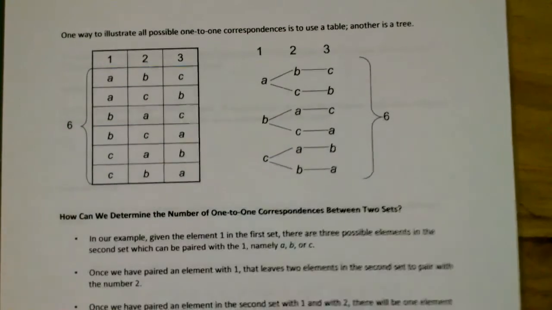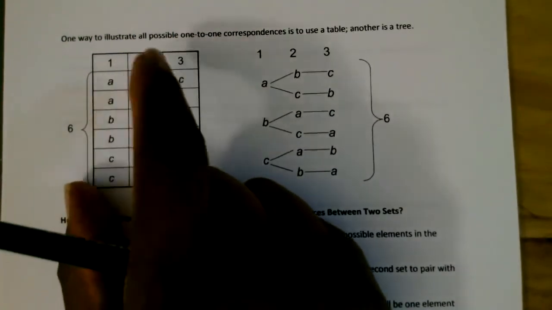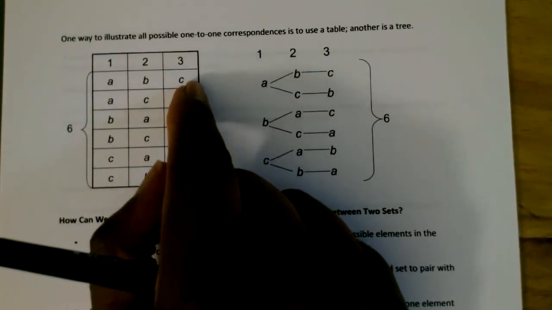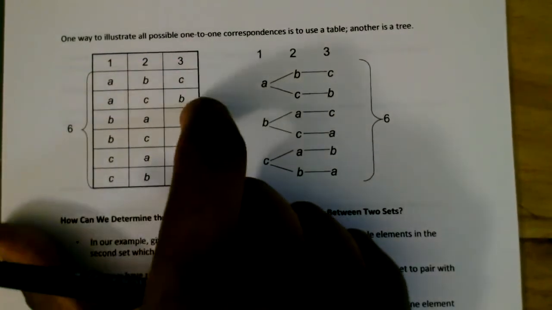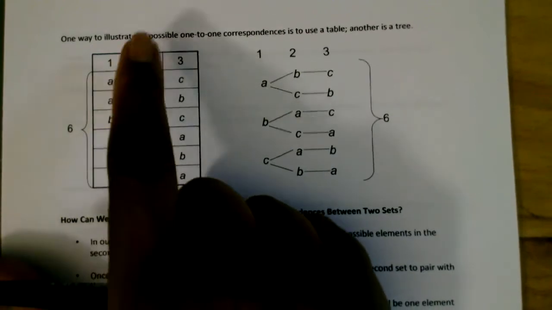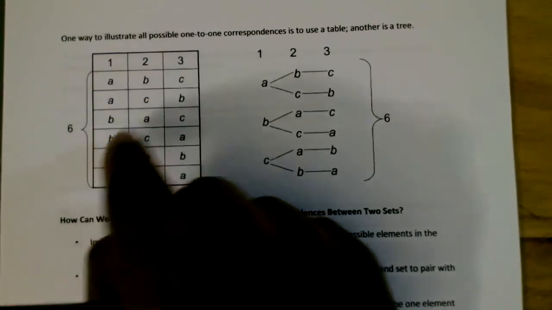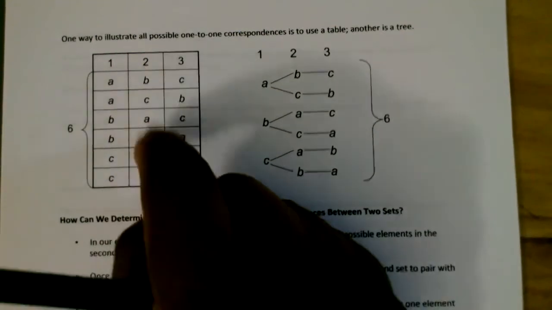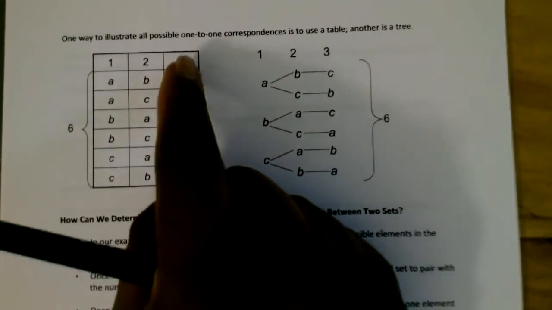So here you can see that there are 6 possible one-to-one correspondences, where 1 can be paired with A, 2 can be paired with B, 3 can be paired with C. And then another: 1 with A, 2 with C, and 3 with B. Or 1 with B, 2 with A, 3 with C. And then 1 with B, 2 with C, 3 with A. Or 1 with C, 2 with A, 3 with B. And then finally 1 with C, 2 with B, 3 with A.